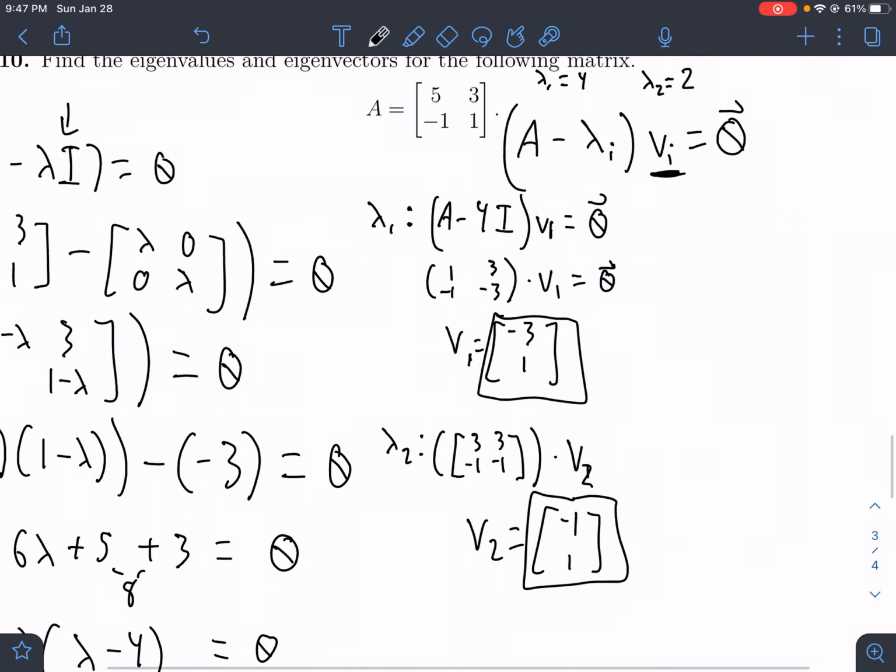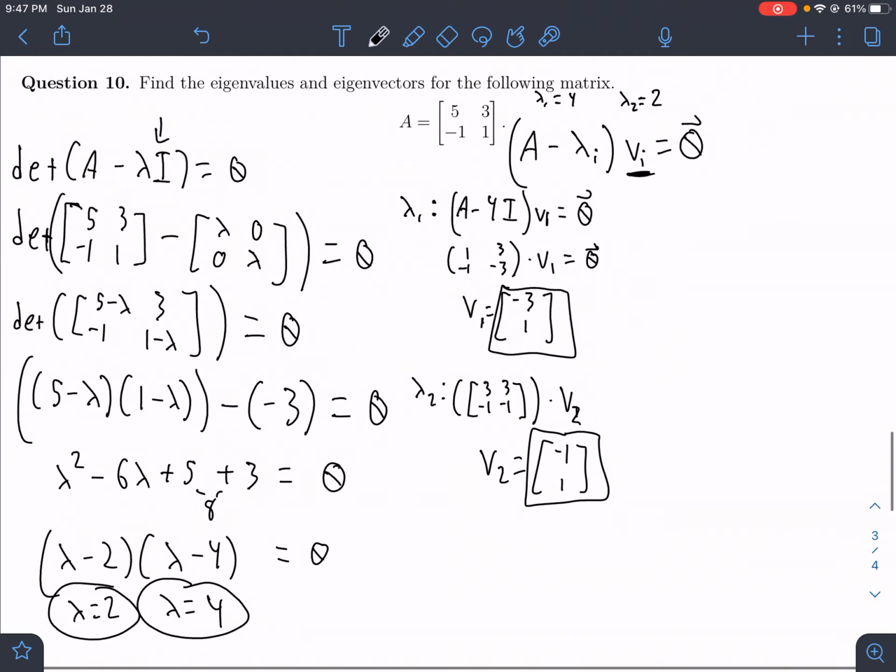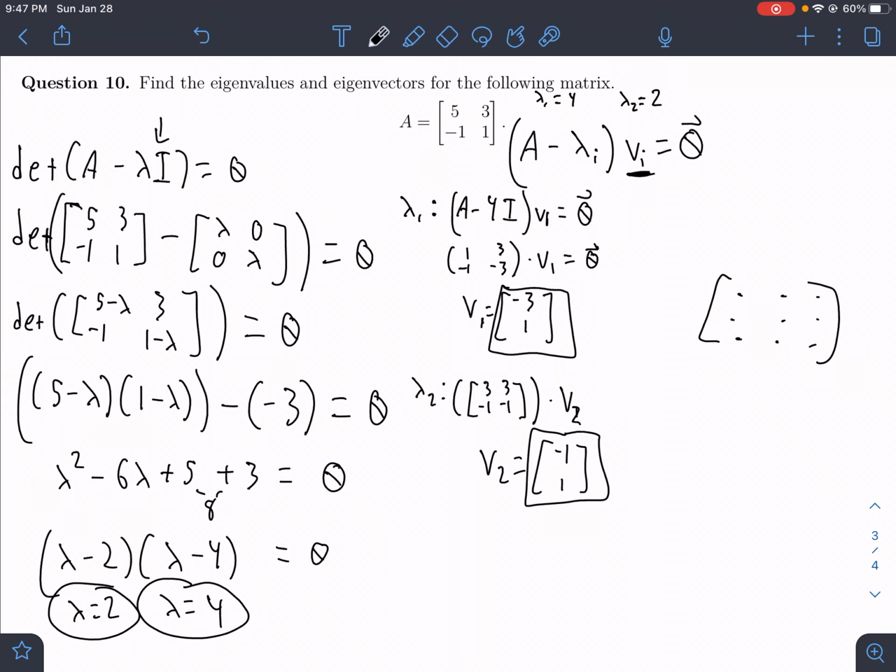And some last notes. In this case, we only had a 2 by 2 matrix, but if you were, say, given a 3 by 3 matrix, we would expect you to calculate the determinants by hand and then solve. Additionally, some matrices do not have a full complement of eigenvalues. So for instance, you might have a 3 by 3 matrix with only 2 eigenvalues. That can happen. Don't panic if you see it. All right. Good luck on your studying.